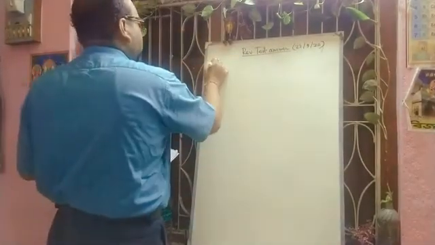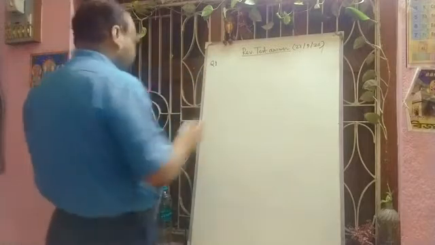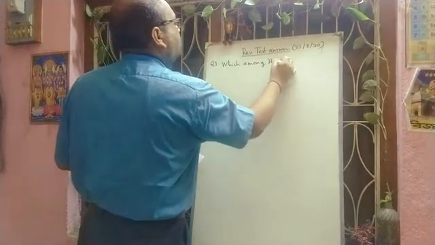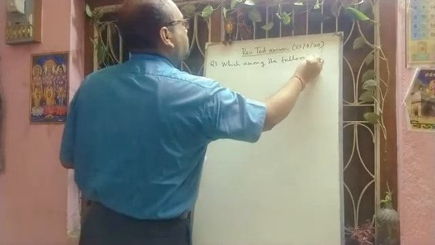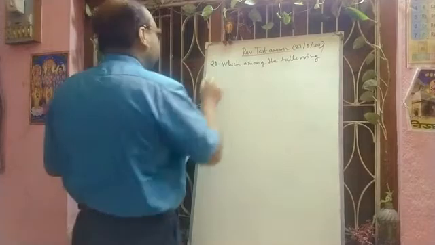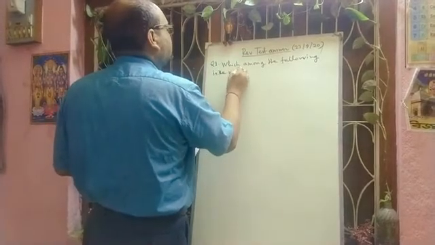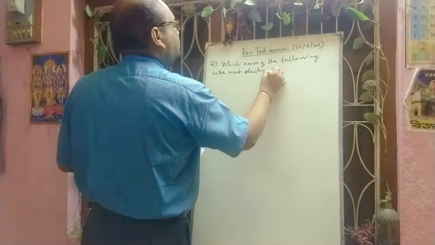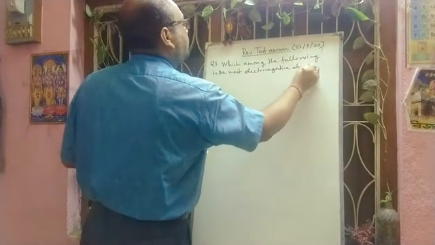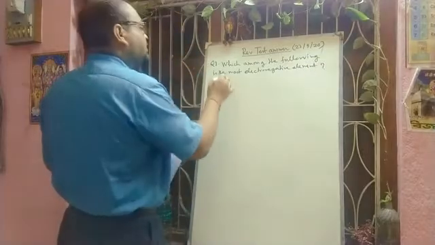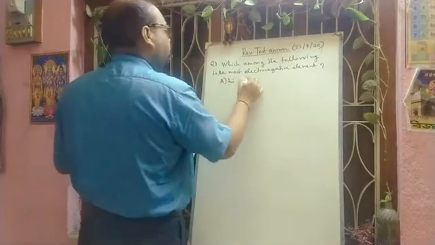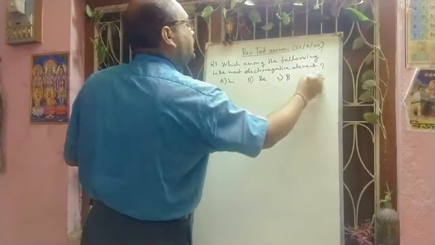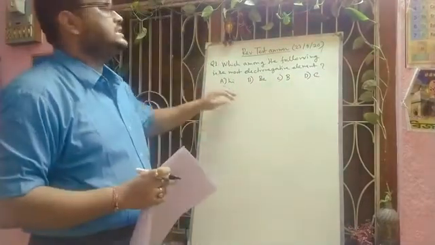First question was, which among the following is the most electronegative element? Options are given. Option A lithium, option B beryllium, option C boron, option D carbon. So these are the second period elements.